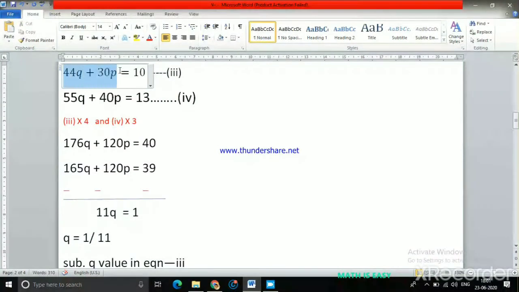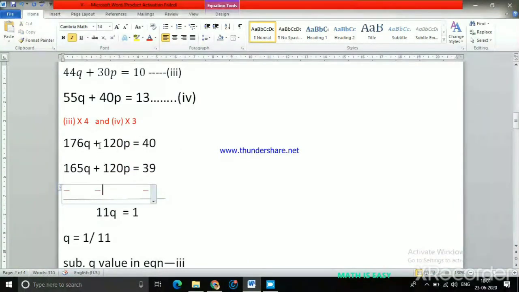This equation is multiplying with 4. So 4 into 44 is 176q, then 4 into 30 is 120p, then 4 into 10 will be 40. Now equation number 4 is multiplying with 3. So 3 into 55 is 165, so here I put 165q. Then 3 into 40 is going to be 120p, and 3 into 13 is going to be 39. Now you see here, p is 120p. Here also the p coefficient is 120.